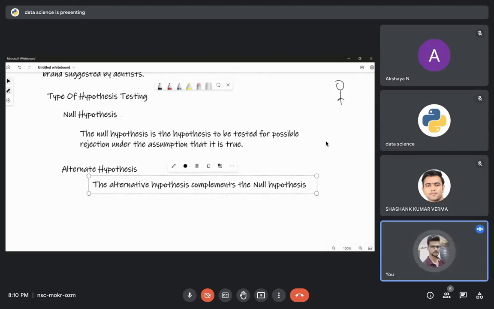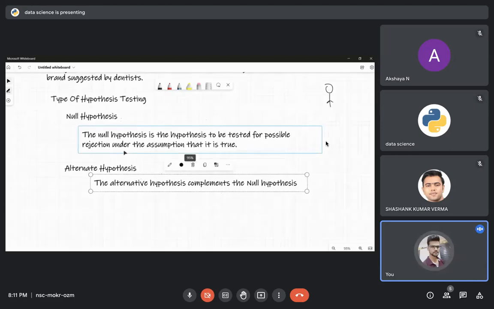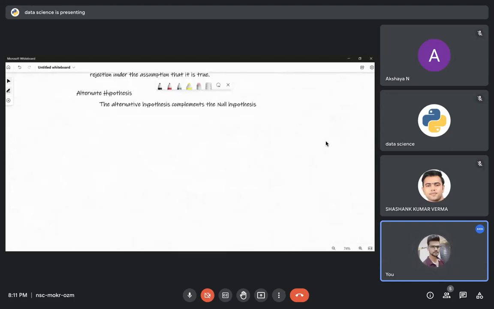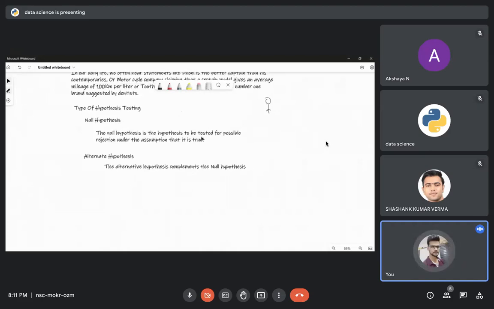I'm writing all the pointers, whatever I'm saying. Then I will discuss some numerical problems and we'll try to understand in more detail. Does it make sense? The null hypothesis is denoted by H naught. It depends, but in Indian standard books people denote the null hypothesis with this notation. And the alternative hypothesis is denoted by H1.